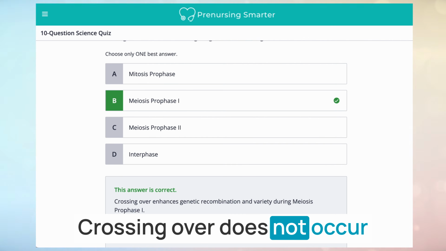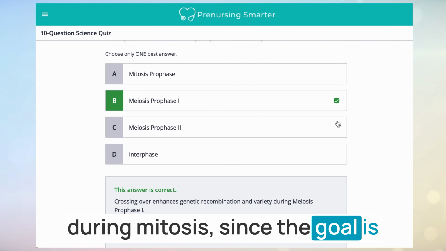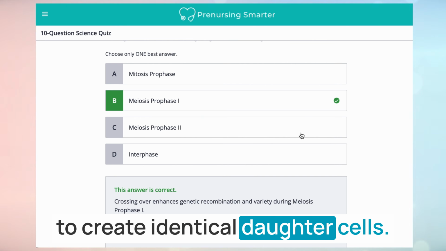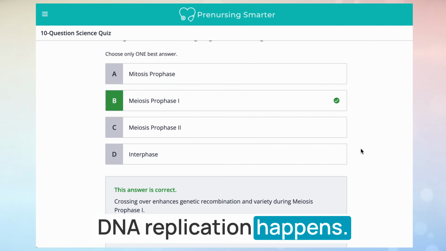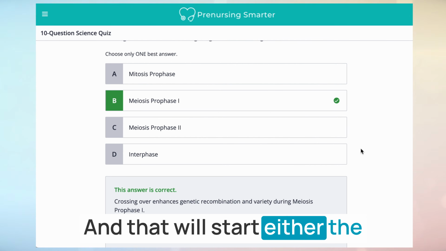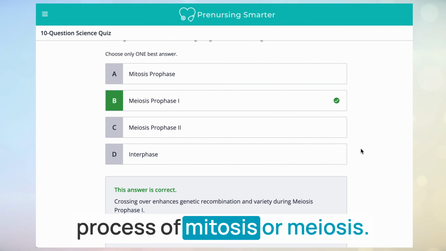Crossing over does not occur during mitosis, since the goal is to create identical daughter cells. And then interphase is when DNA replication happens, and that will start either the process of mitosis or meiosis.